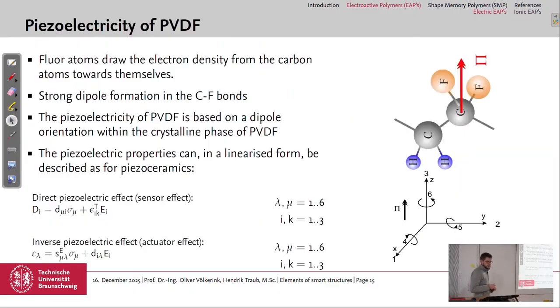So why do we have polarization in PVDF material? We have these fluor atoms here. So we have, again, this monomer made of 2 carbon atoms, 2 hydrogen atoms, 2 fluor atoms. And they draw the electron density from the carbon towards themselves. So therefore, we get an electric dipole in the material. So the dipole exists or forms in the CF bonds here.